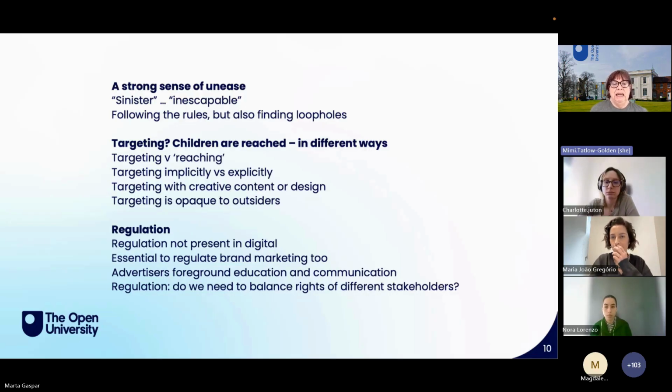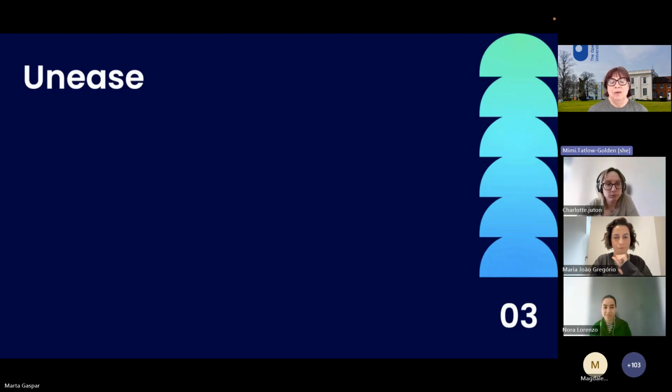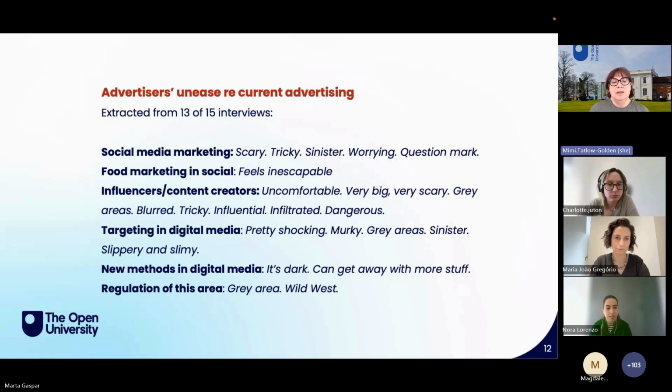And then we talked about targeting at length, and I'll come back to that in a moment, and then about regulation, apologies. Next slide, please. So for unease, on to the next slide. These are the words, and I'll leave you to just scan them quickly. These are the words from 13 of the 15 advertisers we interviewed that they used to describe the social media world of advertising unhealthy products.